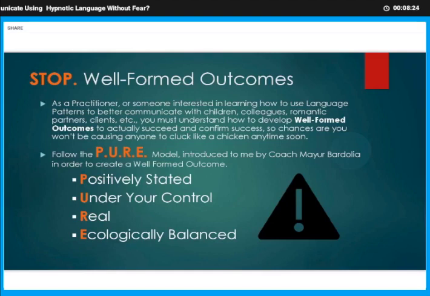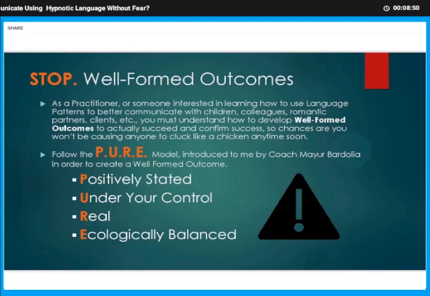The more real we can make it, the more that we can see it in our mind, the more that we can hear the sounds, and the more that we can feel the feelings associated with our outcome, the more real it becomes to us, and we activate our mirror neurons. That's what helps us determine a very successful way to get that outcome.